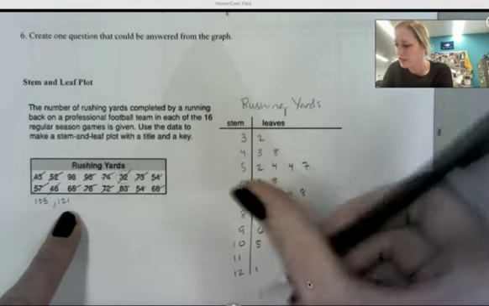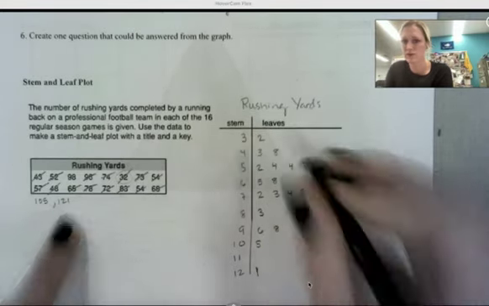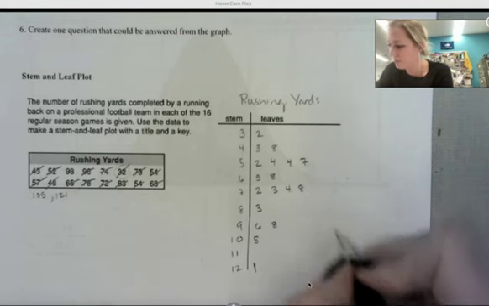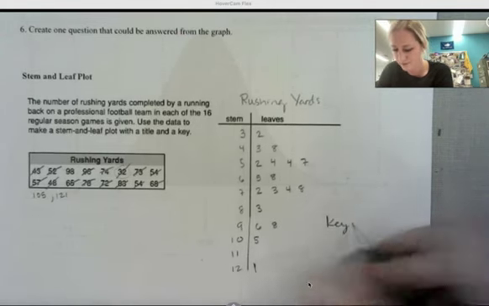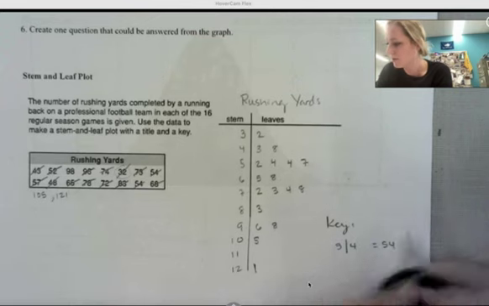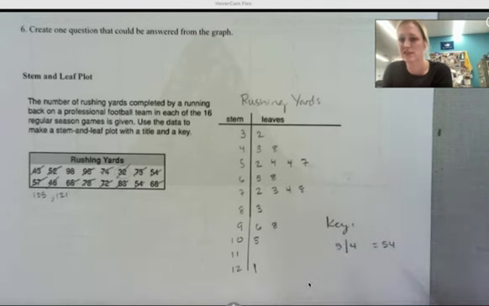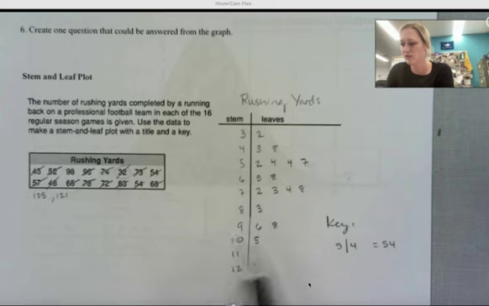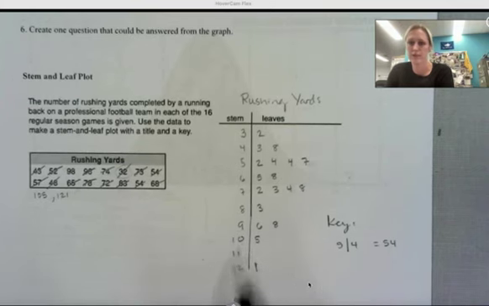And then we give a key. So a key shows how these numbers are broken down. An example would be key 5, 4 equals 54. So we're letting them know whatever's here is the tens place. This is a 1. But that's how it looks if we have hundreds. We just go an extra digit over in the stem column.